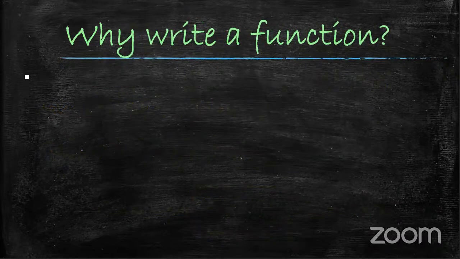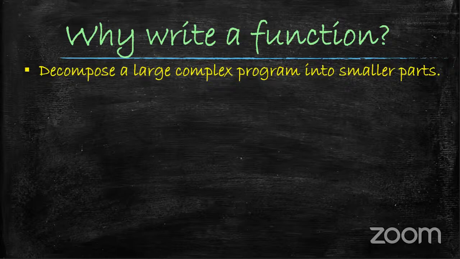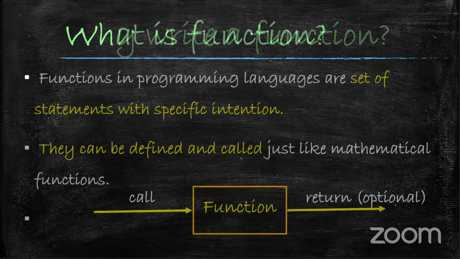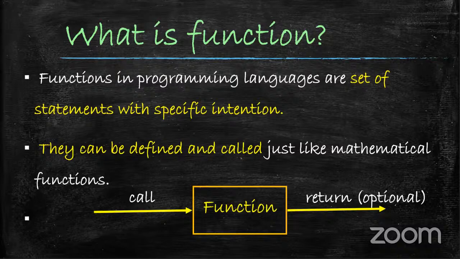Now let's see why to write a function. First we'll try to understand why we should write a function in programming. Return means the output here. So it gives you a return value. The output is given in terms of some value in a variable or variables. So it can have no return, meaning nothing is returned from the function, or it can have a single value, or even multiple values. That is also possible. A function can return n number of values.